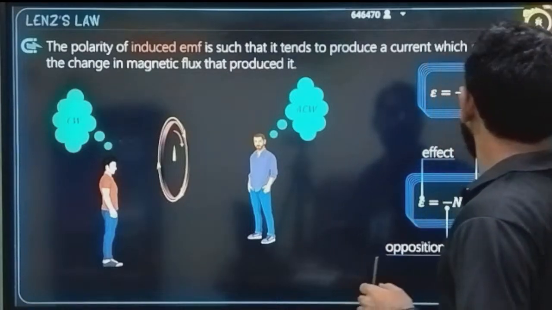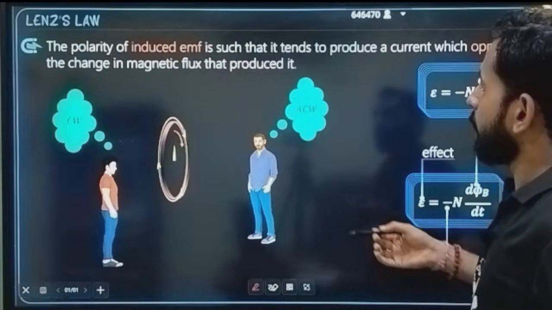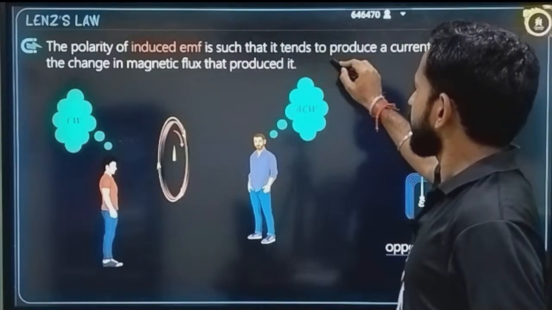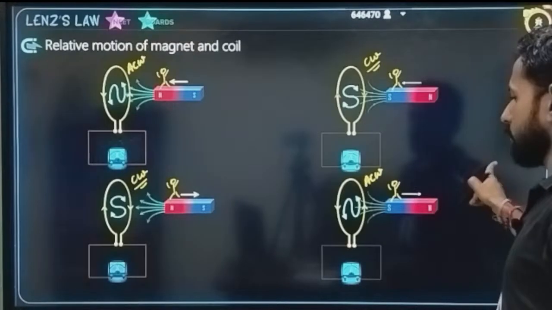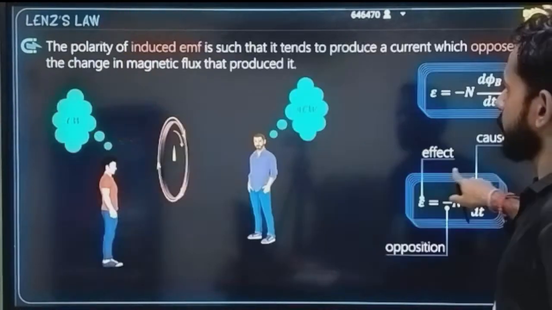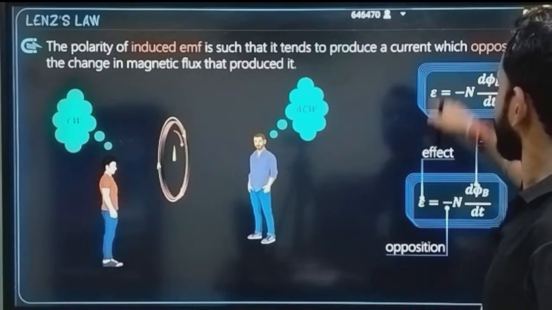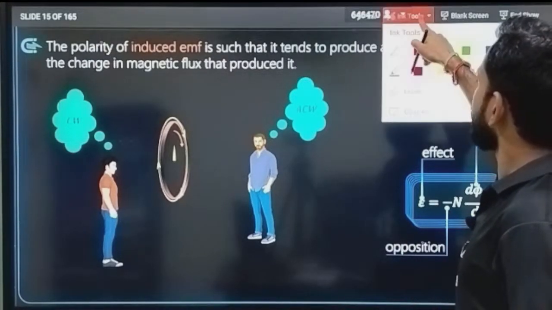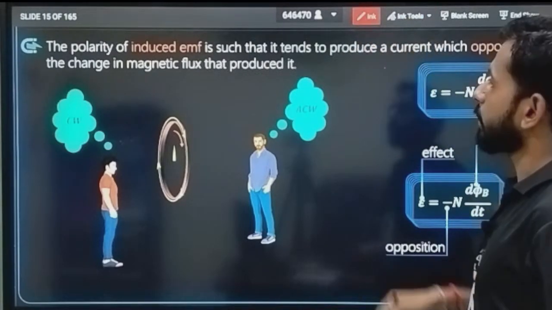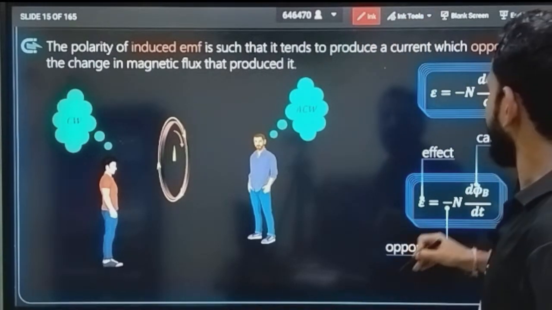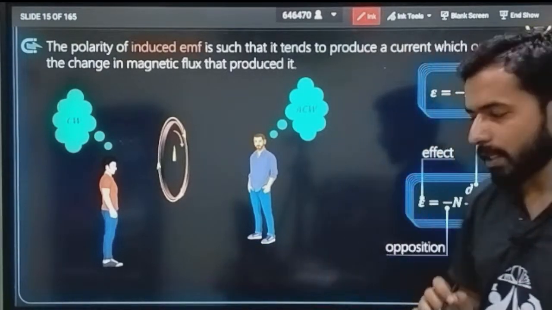Lenz's law, the statement is very clear. Lenz's law states that the polarity of the induced EMF is such that it tends to produce a current. Actually it is creating lag, there is no benefit. Fine, let's continue with this pen only. The current is induced in such a way that it always opposes the cause.